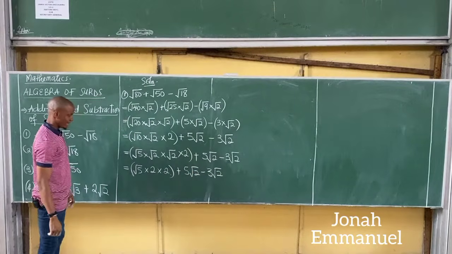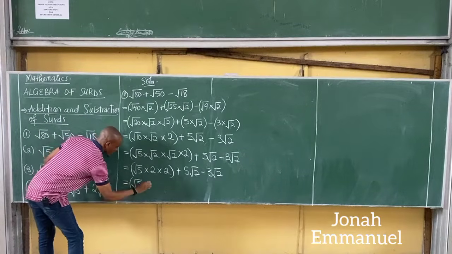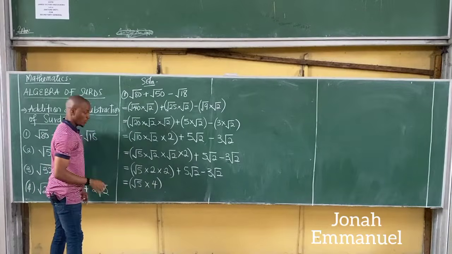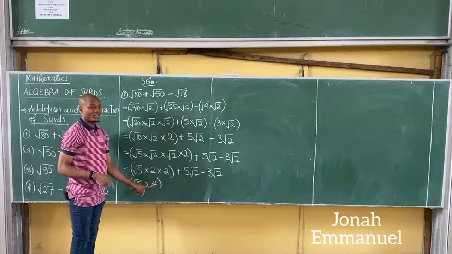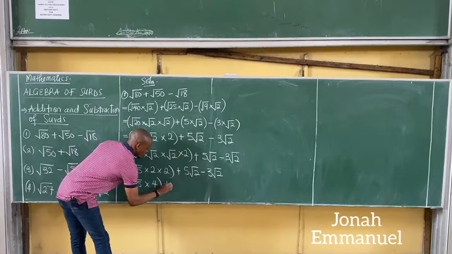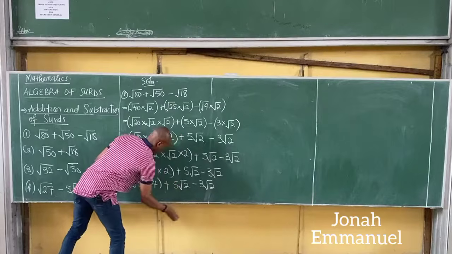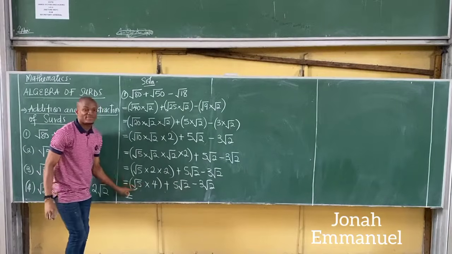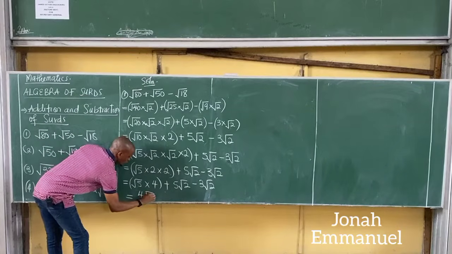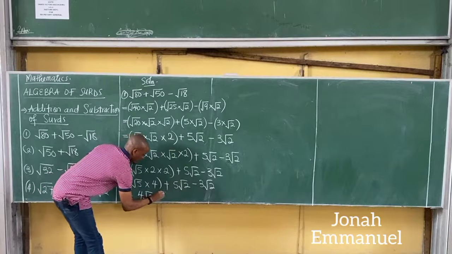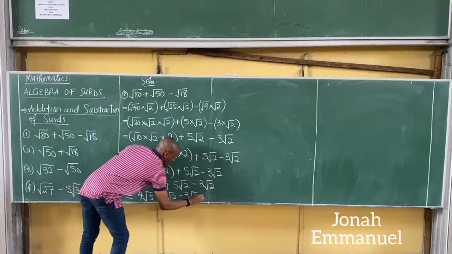So here's now equal, this now gives you root 5 times 2 times 2, 4. Root 2 times root 2 gives you 2. 2 times 2 is 4. So be careful with this. Plus 5 root 2 minus 3 root 2. At this point, root 5 times 4 gives you 4 root 5, plus this one here, 5 root 2 minus 3 root 2.